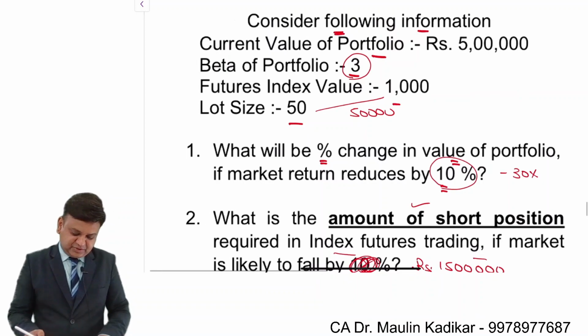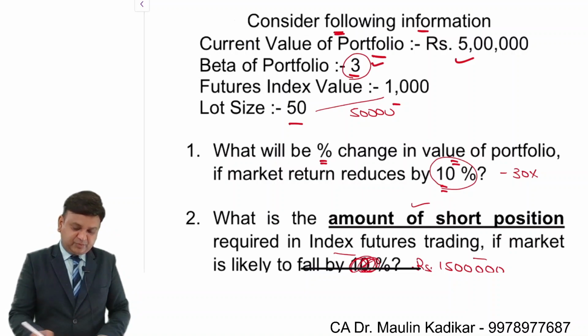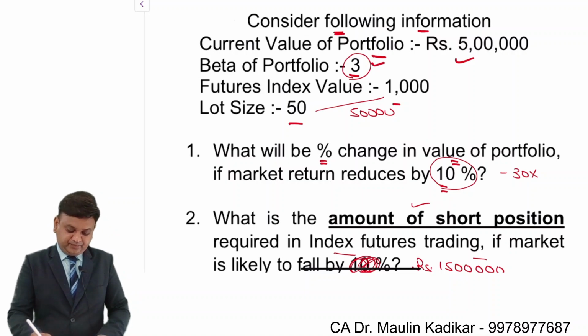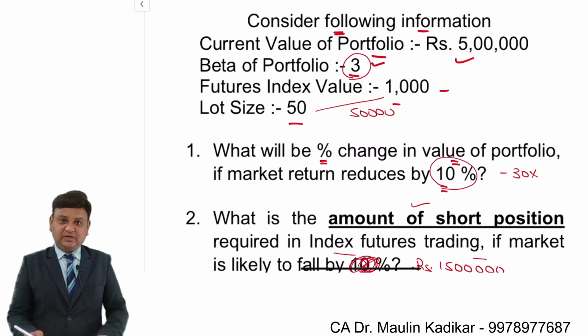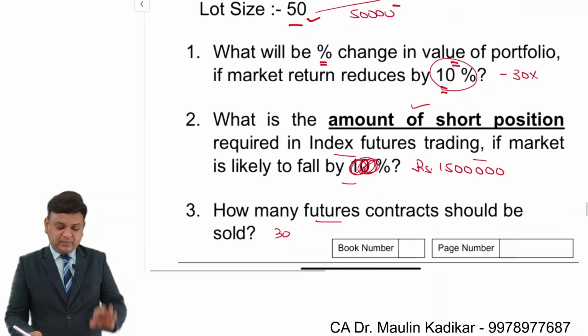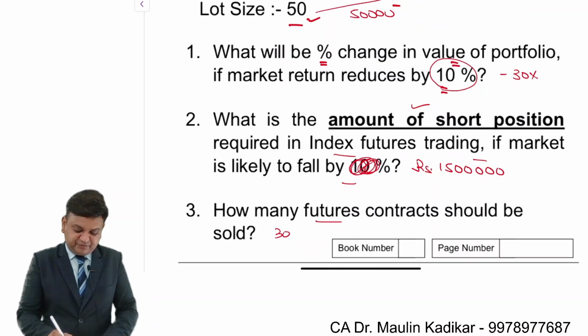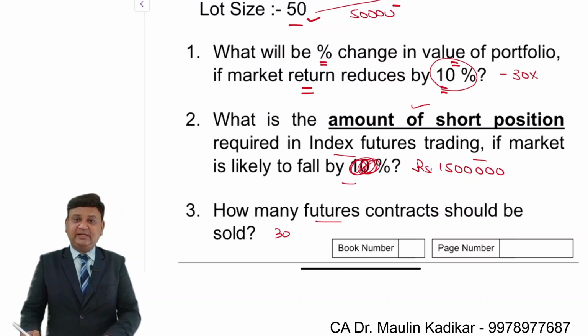Consider the following information. Current value of the portfolio is 5 lakhs. Beta of the portfolio is 3. Futures index value is 1000. Lot size is 50. What will be the percentage change in the value of the portfolio if market return reduces by 10%?